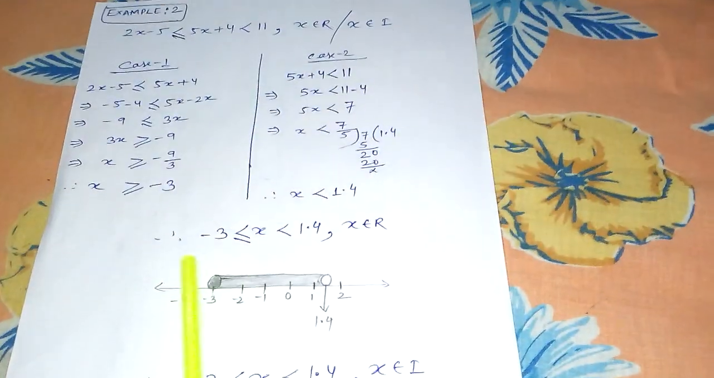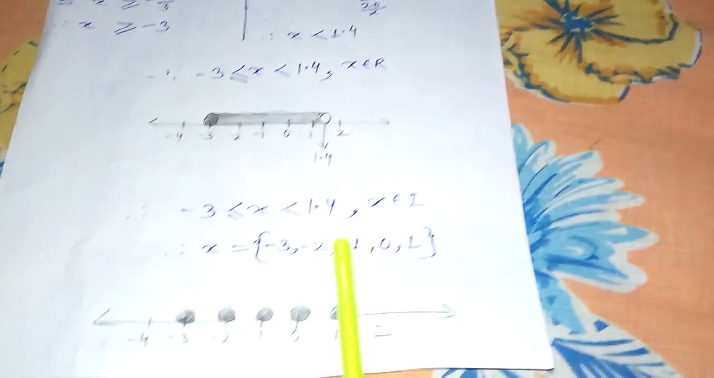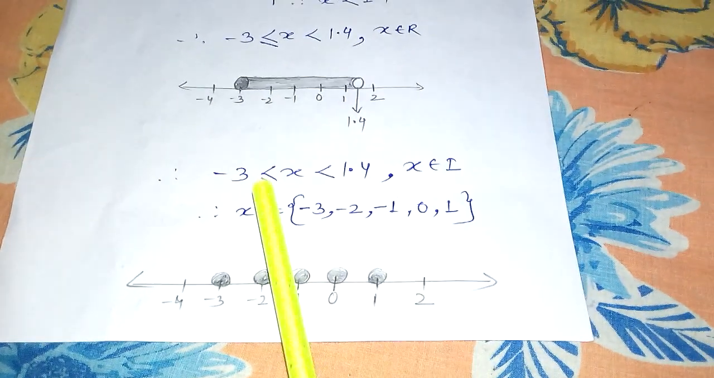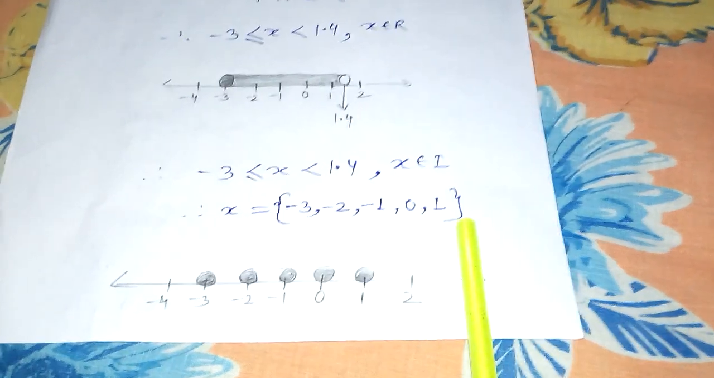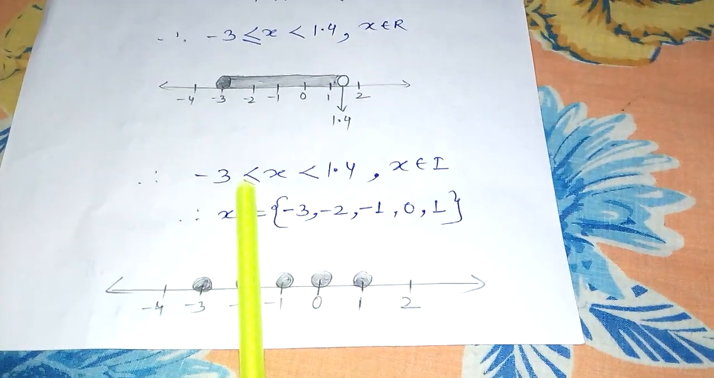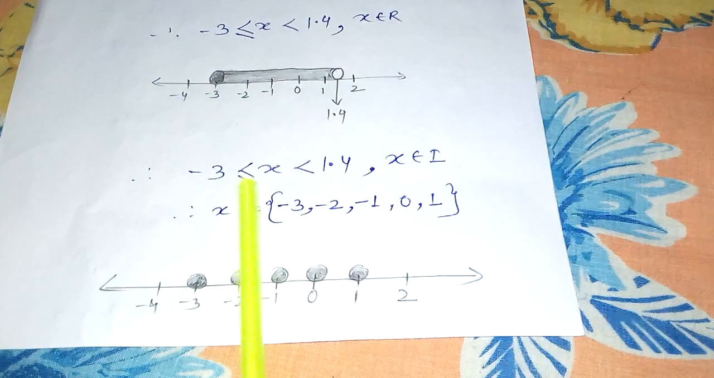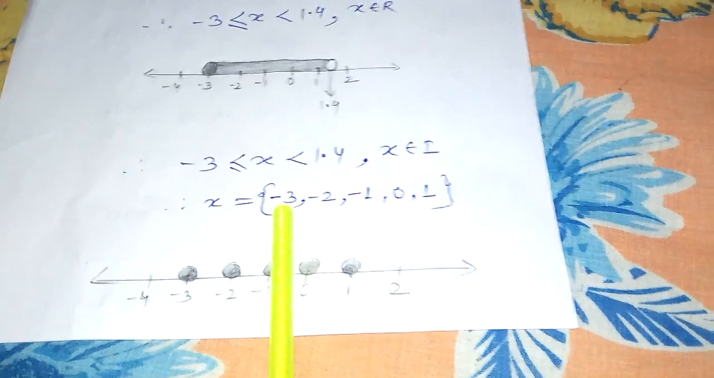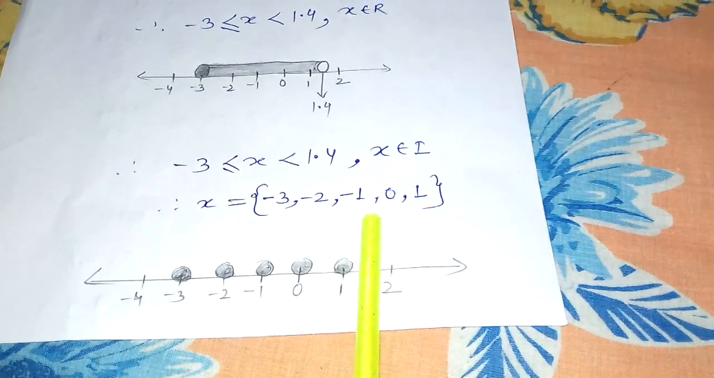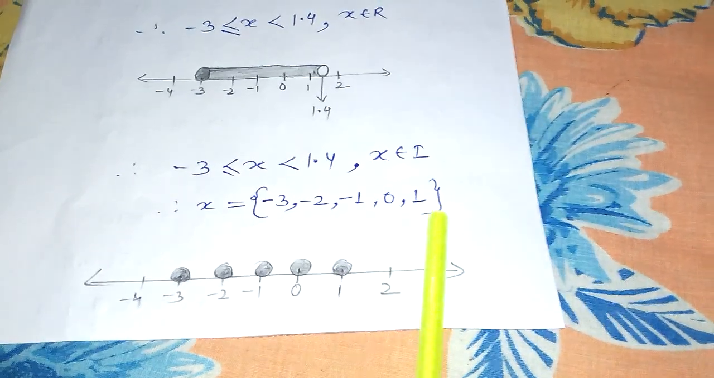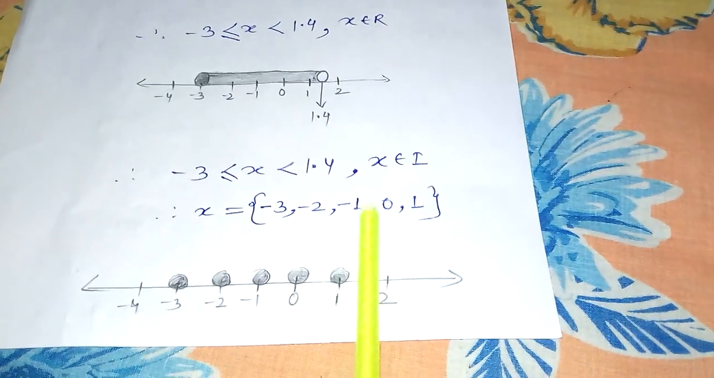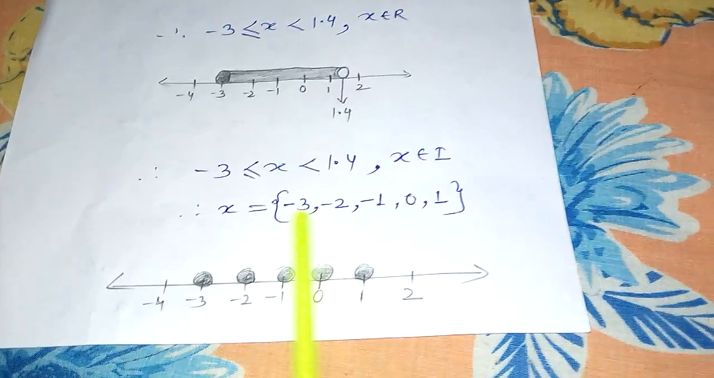But if the same solution belongs to I, meaning integer: integer means we have to take positive numbers also, and negative, but we cannot take decimals. So in this case we can say x is greater than or equal to minus 3 but less than 1.4. So our result will be minus 3, minus 2, minus 1, 0 and 1. Why not 1.4? Because for integers we cannot write decimals. So when we make it for I, we put a circle on every number.